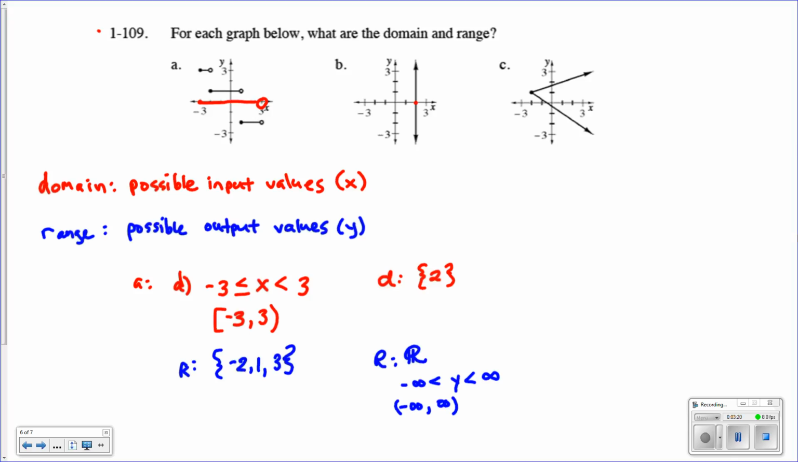Last but not least, let's do letter C. So for our domain, we're going to say here, we have a point at -2, and then it extends to the right forever. So x is going to be greater than or equal to -2.